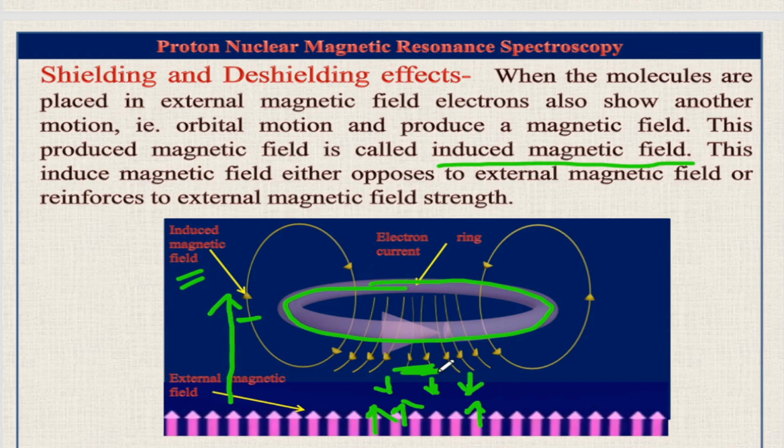So the protons present in this region are shielded protons, and the phenomenon is called shielding. If the protons are present in this other region, the protons are called deshielded, and the phenomenon is called deshielding.